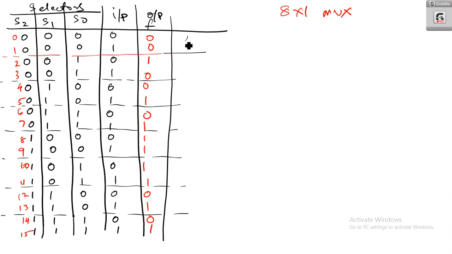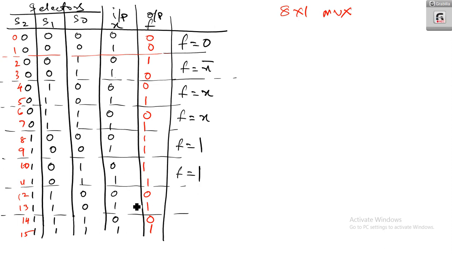So here what is there? F is equal to 0. Here, depending on input, say input X, you can write for S equal to 0, 1 and 1, 0: F is equal to X bar. Here F is equal to X. Both are same, so you can write F is equal to X. Here again F is equal to X. Here both are 1, so F is equal to 1. Here F is equal to 1. Here again F is equal to X, and here again F is equal to X.